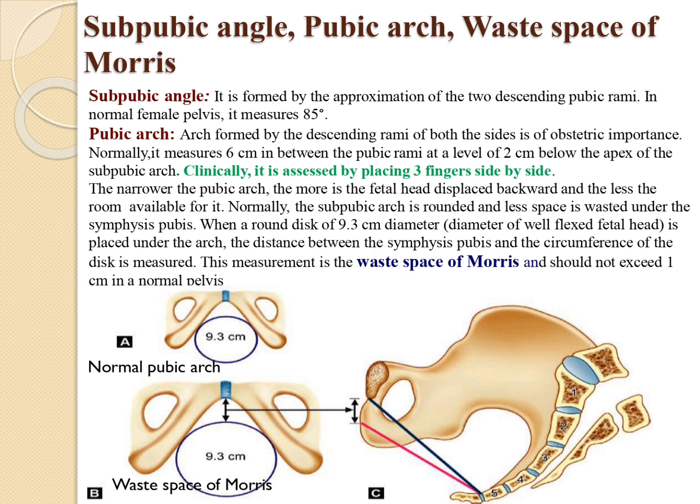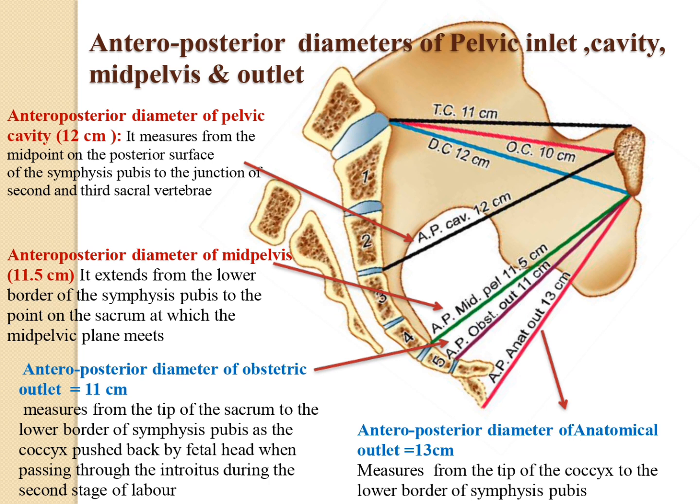The narrower the pubic arch, the more the fetal head is displaced backward and the less room is available for it. Normally, the subpubic arch is rounded and less space is wasted under the pubic symphysis. When a round disc of 9.3 cm diameter, representing a well-flexed fetal head, is placed under the arch, the distance between the pubic symphysis and the circumference of the disc is measured. This measurement is called the waist space of Morris, and it should not exceed 1 cm in a normal pelvis, as shown in the figure.